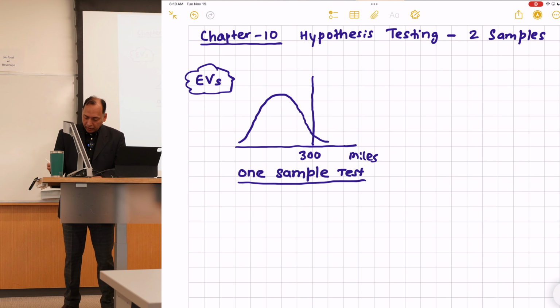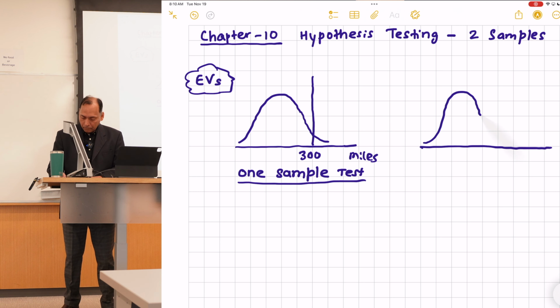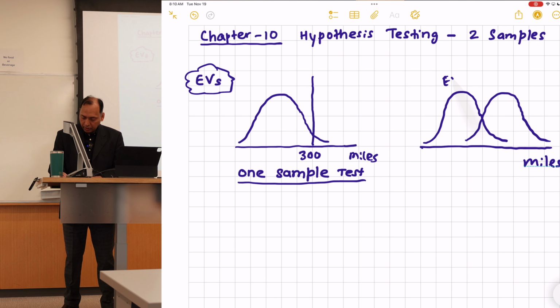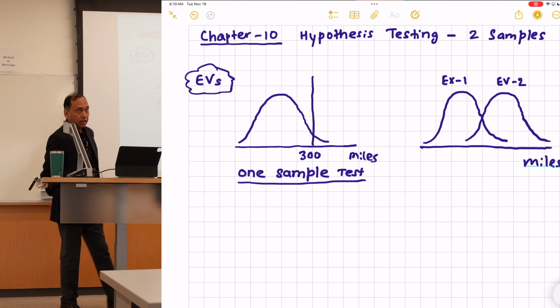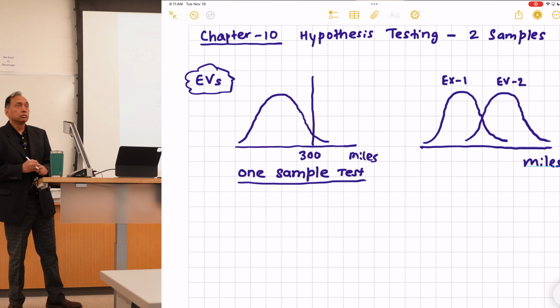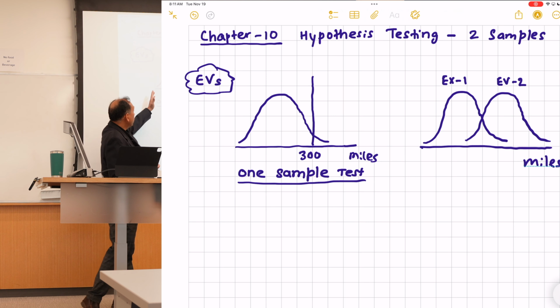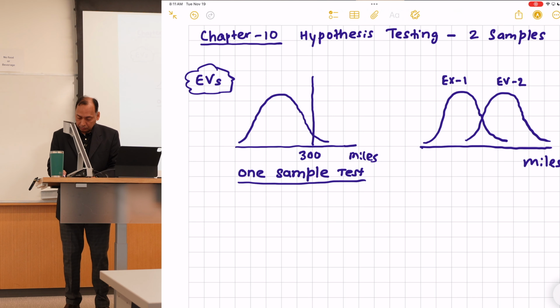Now, there may be times where you are comparing two different companies which claim something similar, and you collect data for those two companies. So this could be based on data from EV1, and this could be EV2. And you want to compare whether they give consistently high miles or not. So the only thing that changes is instead of one sample, we have two samples.